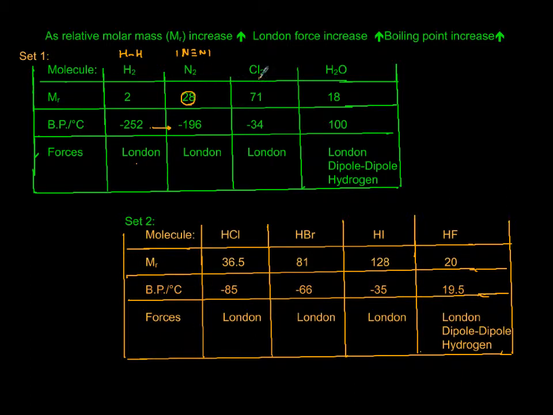Let's go to chlorine. Two chlorines single bonded to each other, nonpolar again, and molar mass is much higher, 71, and you see the boiling point increases and you only have London dispersion.